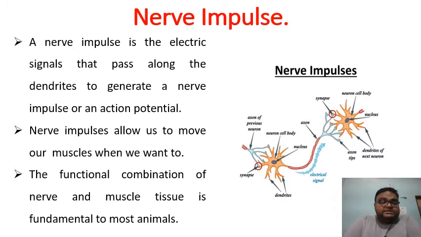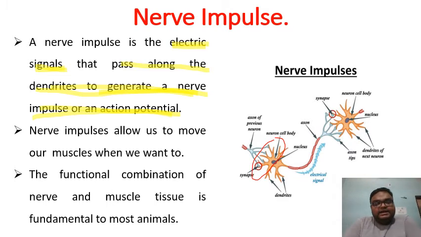So what is a nerve impulse? The nerve impulse is the electric signal, right? So the nerve impulse is the electric signals that pass along the dendrites. You can see here in this picture, it is passing along the dendrites, okay, and generates a nerve impulse or an action potential, right? So these electrical signals pass along the dendrites to generate a nerve impulse or an action potential, right, students? Is it clear till here? Shall we move ahead? Okay, right.